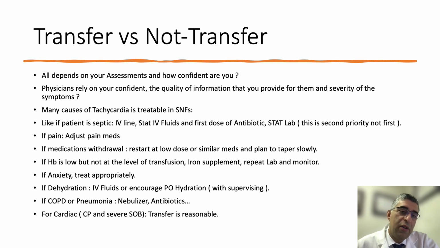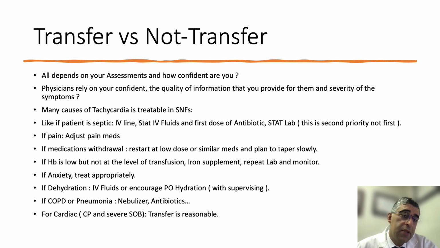Physicians rely on your competency, the quality of information that you provide for them, and severity of the symptoms. Many causes of tachycardia are actually treatable in the nursing home. Like if the patient is septic, we just need to do an IV line, IV fluid, first dose of antibiotics, stat lab. Always remember, lab is not your priority. IV line, IV fluid is always your priority. And then if there is going to be any pain, we can adjust the pain medication. If a medication has been withdrawn by a physician, we can always restart at a low dose or a similar medication and then taper it down much more slowly.